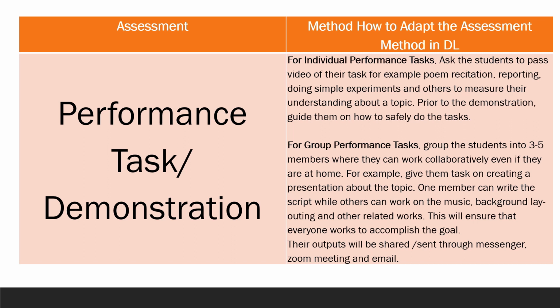safety measures. For group performance tasks, group the students into 3 to 5 members where they can work collaboratively even if they are at home. For example, give them tasks on creating a presentation about the topic. One member can write the script while others can work on the music, background layouting, and other related works. This will ensure that everyone works to accomplish the goal. Their outputs will be shared or sent through Messenger, Zoom meeting, and email.